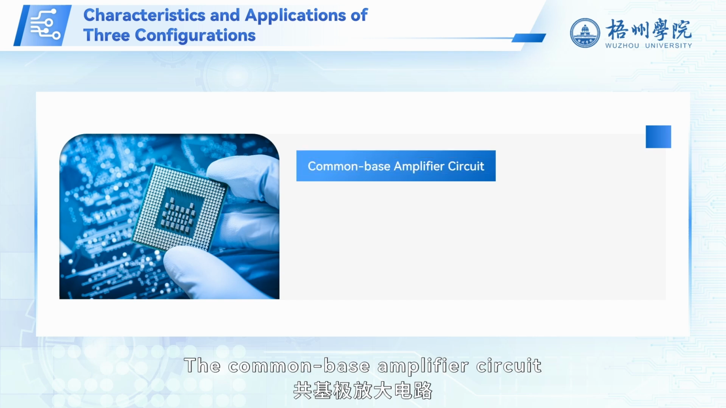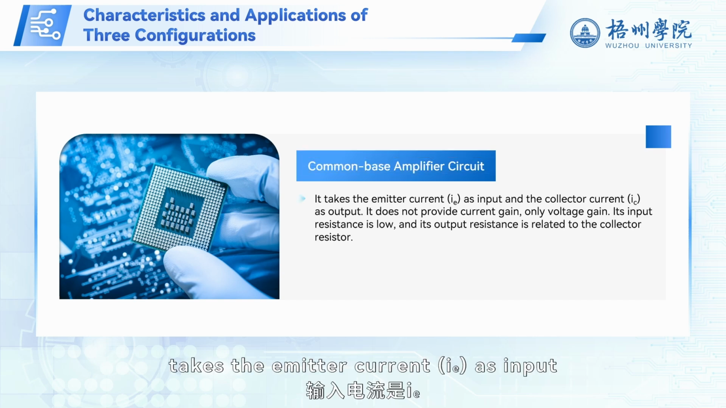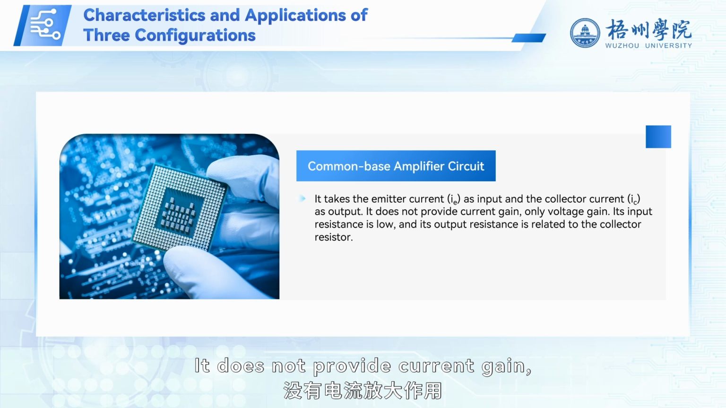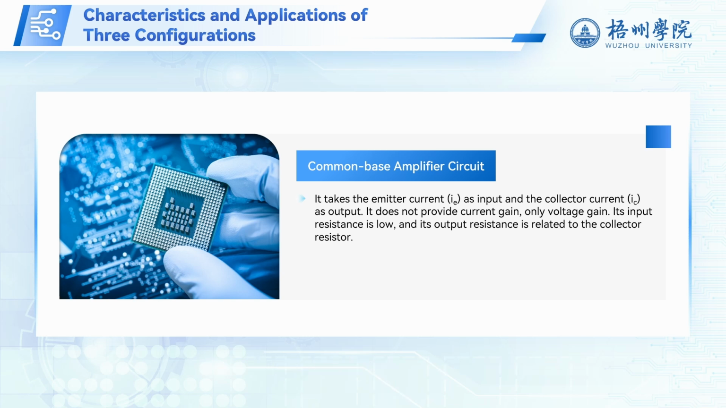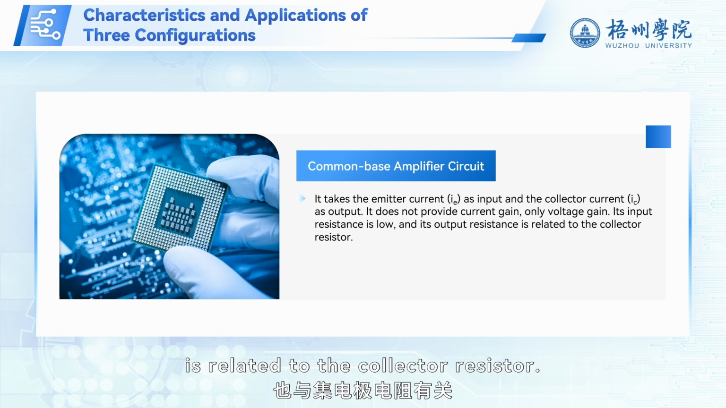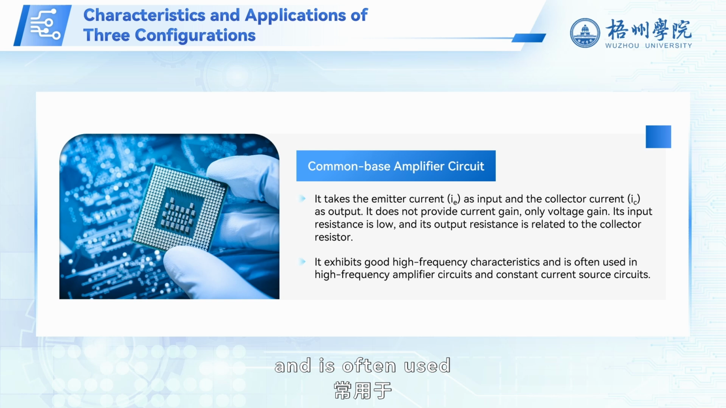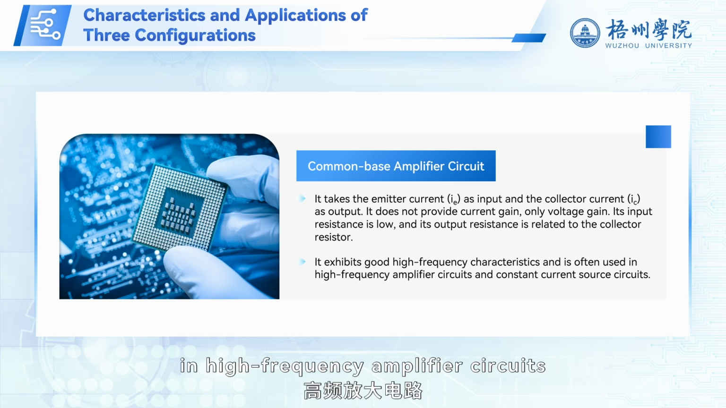The common base amplifier circuit takes the emitter current, IE, as input, and the collector current, IC, as output. It does not provide current gain, only voltage gain. Its input resistance is low, and its output resistance is related to the collector resistor. Additionally, it exhibits good high-frequency characteristics and is often used in high-frequency amplifier circuits and constant current source circuits.